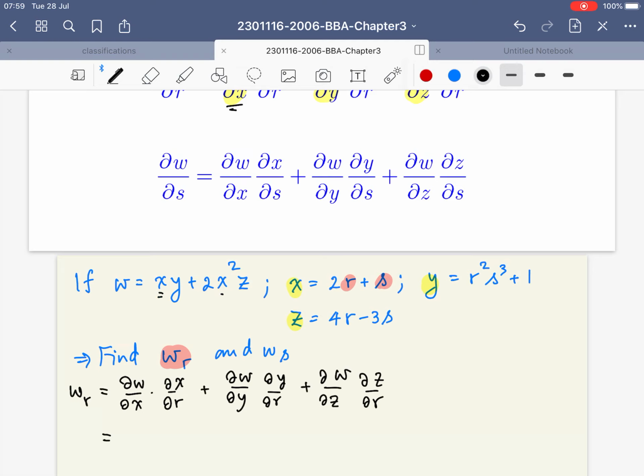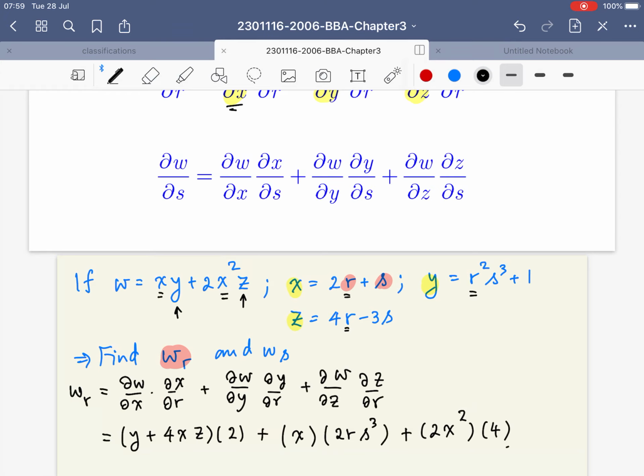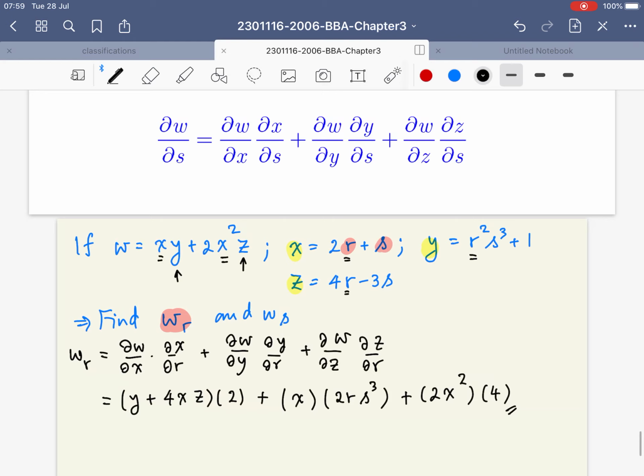So to find the derivative with respect to x, you get y and 4xz, okay, the first one. The derivative of x with respect to r, you have a 2. Now dW with respect to y, you have this one, and y with respect to r, you have 2rs cubed, and the derivative of w with respect to z, you have 2x squared, and dz by dr, you have a 4, and you can stop right there.